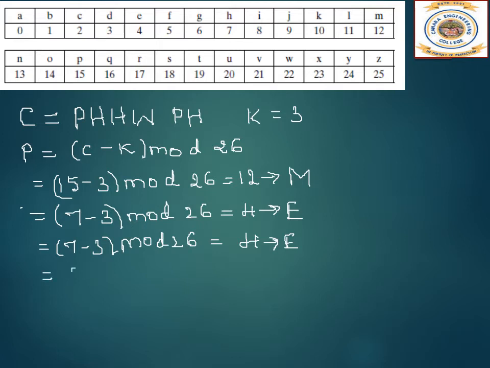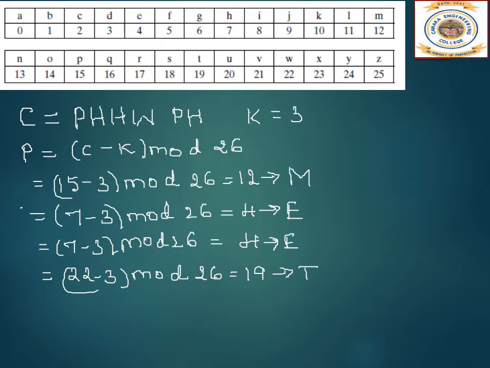What is W? 22. 22 minus 3 mod 26, which is equal to how much? It is equal to 19. So 19, what is equivalent to T? So what did you get?